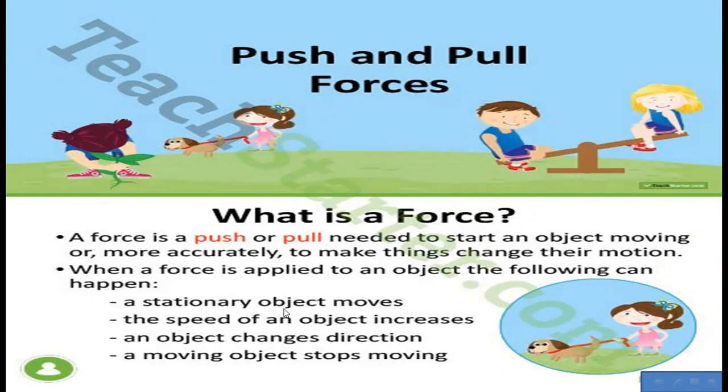See, a stationary object means not in a moving position. A stationary object moves if you apply a force. The speed of an object increases if you apply a force. An object changes direction if you apply a force. And a moving object stops moving if you apply a force. So when you apply a force, what happens? A stationary object moves, the speed of an object increases, an object changes direction, and a moving object stops moving.